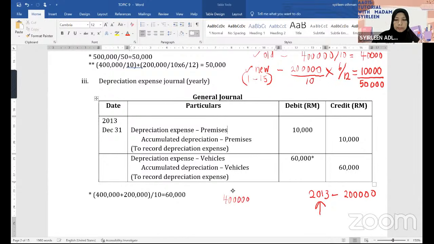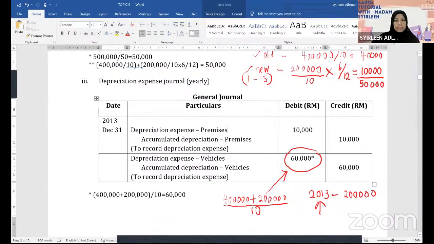Okay, nilai aset yang lama kita terus campurkan dengan the newly bought asset. Yang ni kita bahagi dengan 10 tahun terus. So that brings you to the amount of 60,000. So kalau awak tengok di sini, depreciation guna yearly, nilai dia lebih tinggi berbanding depreciation kalau kita guna monthly basis. Alright, okay. So ini ialah untuk nombor 3.